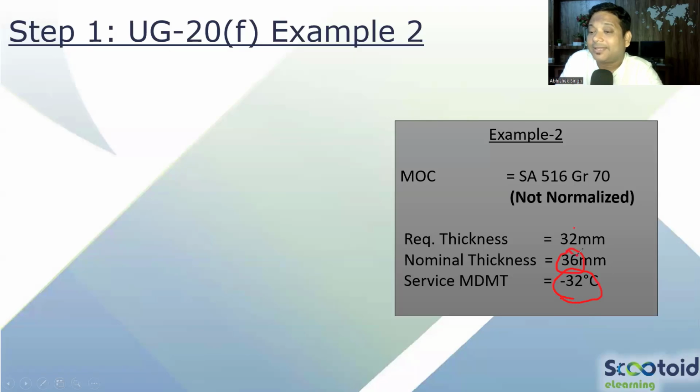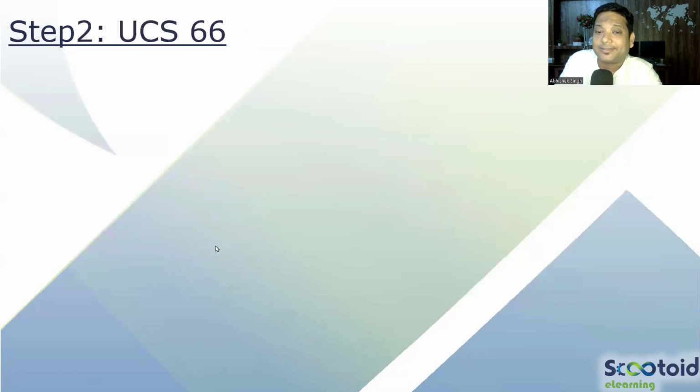Okay. If my thickness would have been 20, still I'll not be able to take that exemption because service MDMT is minus 32. It is beyond that limit which gives the exemption by UG20F. Make sense? So I think most of you have responded very correctly. So great. So if you just run the case for this one, we'll be able to know that we cannot take the exemption. Okay.